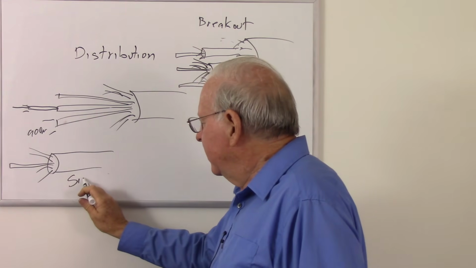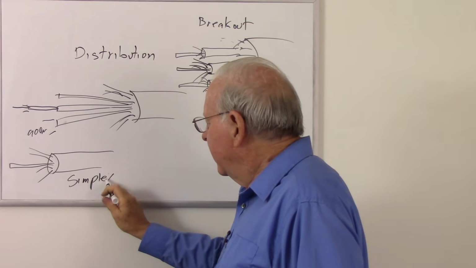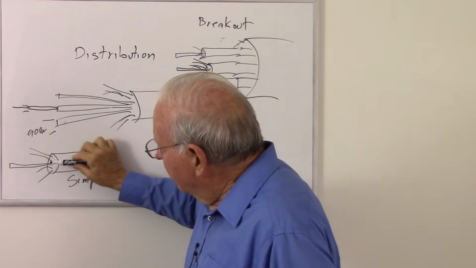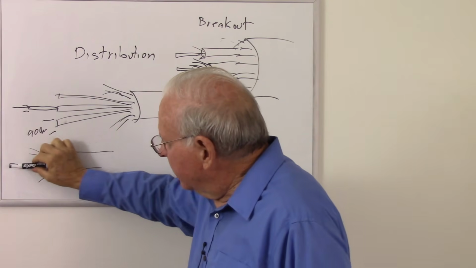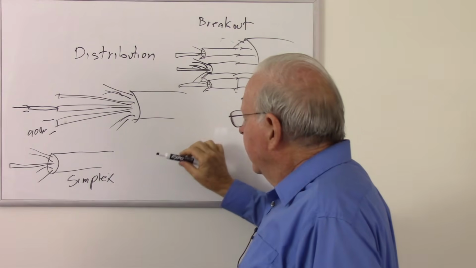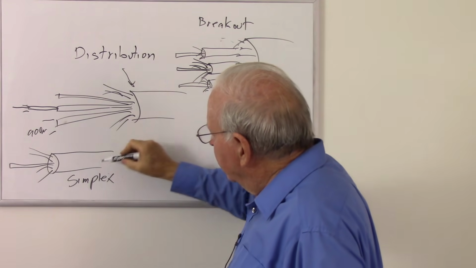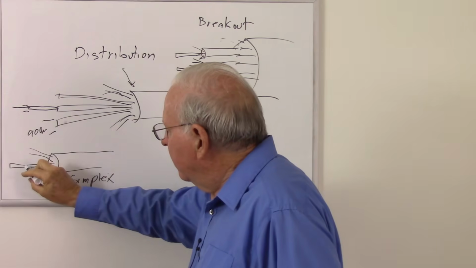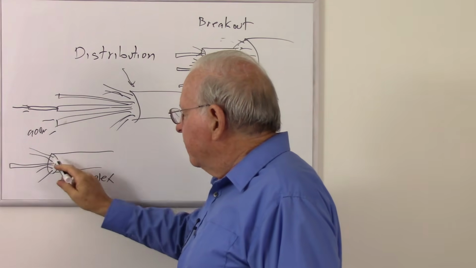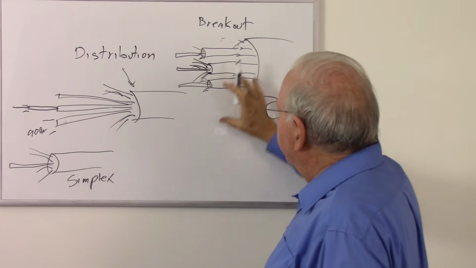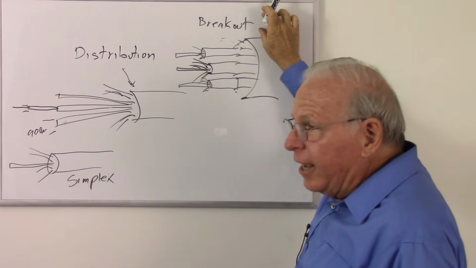Simplex cable. A single jacket, Kevlar, and one 900 micron, just under 1 millimeter plastic coated fiber. You take the same simplex cable, but you put a bunch of these 900 micron fibers, you have distribution cable. But then if you take a bunch of these simplex cables and bundle them together, you have breakout cable.